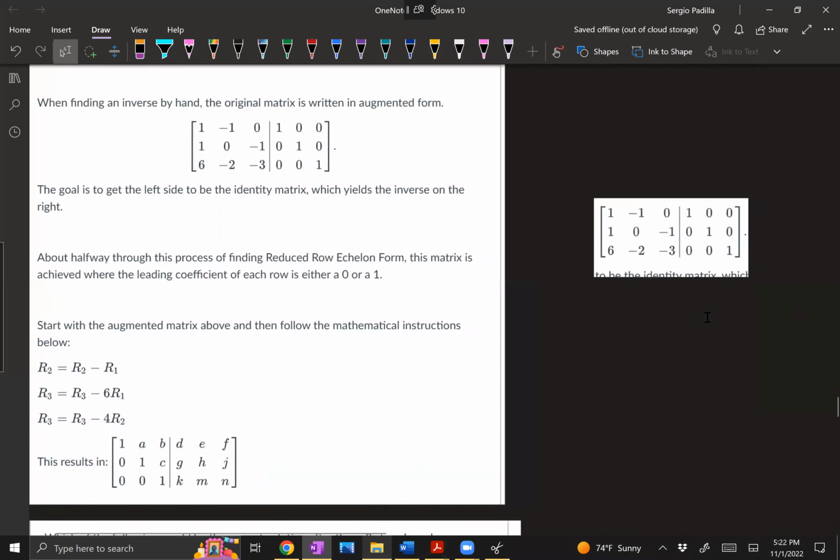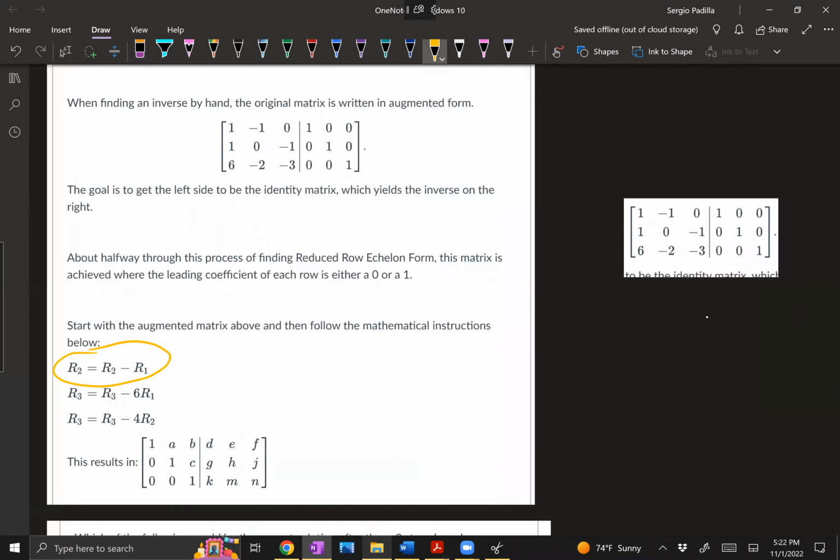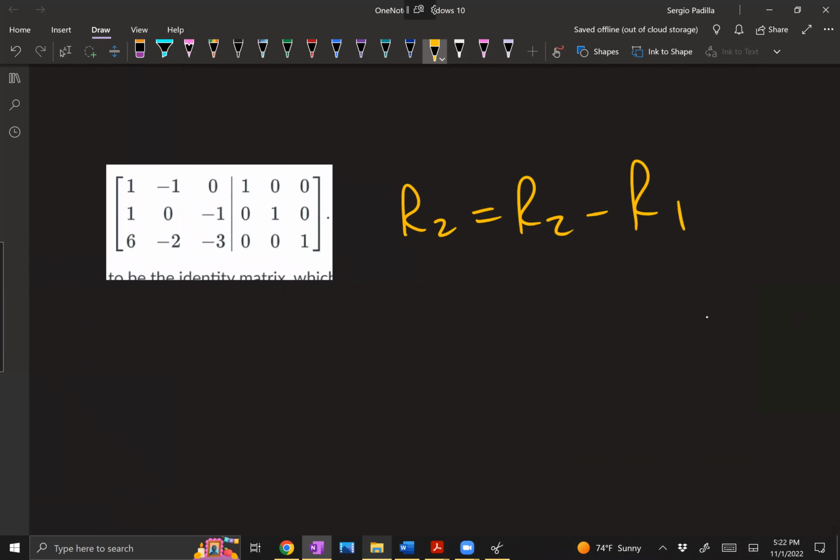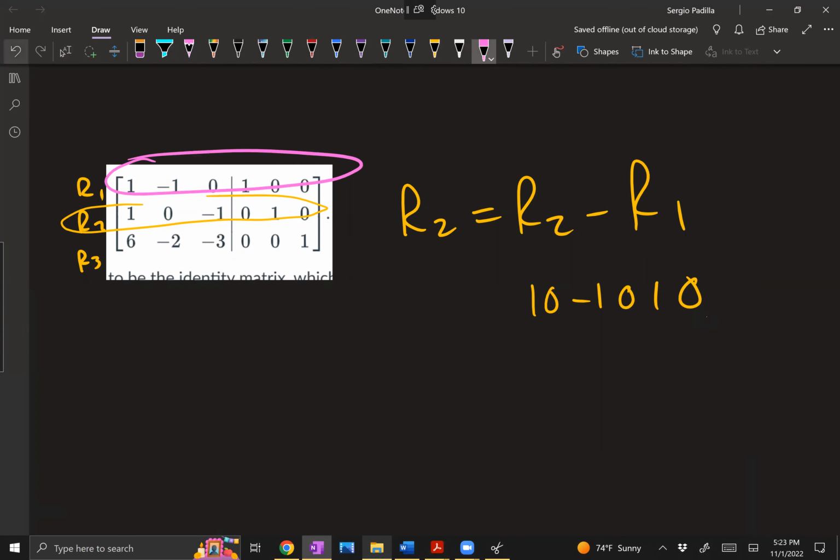The first one asks you to do looks like this: row 2 is equal to row 2 minus row 1. What I always do is look at my row 1, row 2, row 3. We're going to replace row 2 with row 2 minus row 1. So I'm going to write out row 2: 1, 0, -1, 0, 1, 0. And I'm going to subtract row 1, so I'm going to multiply by -1, and then add them together.